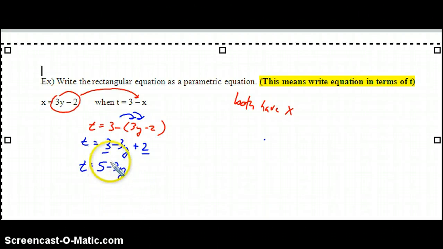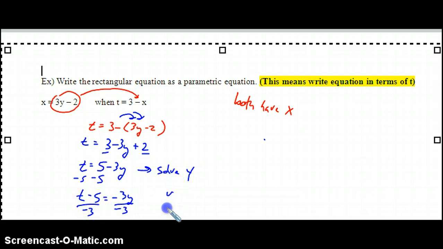Now typically what we'll do once we have this solved, in this case we've eliminated the x and we have the t and the y in there, we will write it in terms of y, because that's how we're used to seeing equations set up and being able to graph, even though we don't have to graph it. So if we solve this for y, we would subtract 5 and divide by -3, and end up getting y equals -t plus 5 over 3.